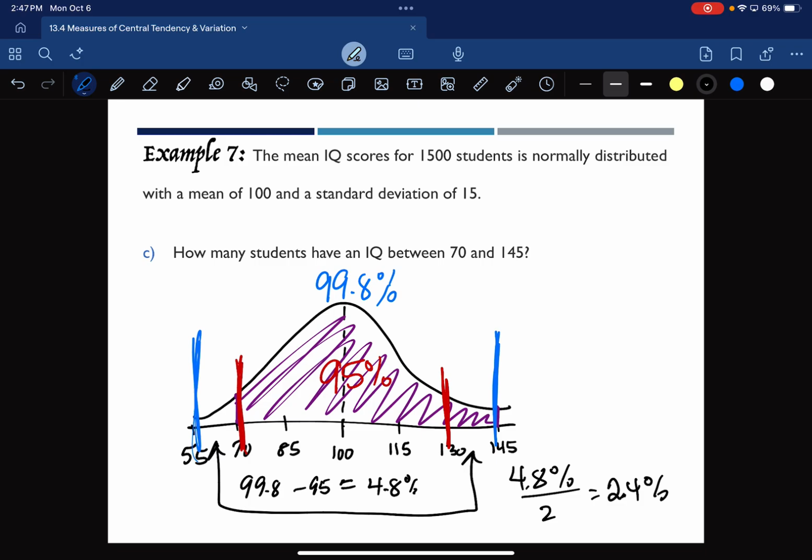Then would you add that 2.4 back in to the 95? Yes. So the 95, right, from red to red, plus the half piece over here that I got, the 2.4. This is 97.4%, correct? Am I done? No. I was supposed to find numbers of students. So I have 1,500 students. What am I going to multiply by my 1,500 students? 0.974.